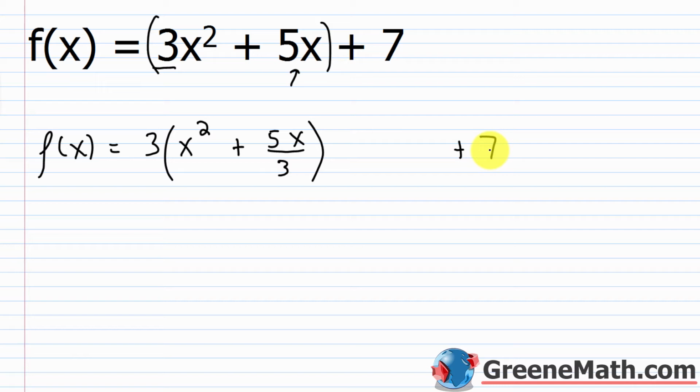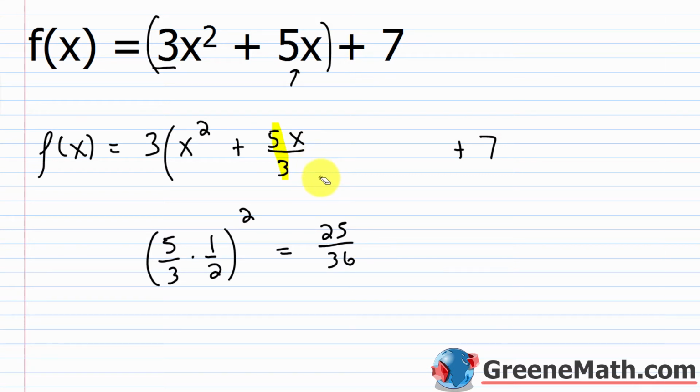So I want to take 1/2 of my coefficient for the variable raised to the first power and square it. So 5/3 times 1/2 squared. So this would be 5/6 squared. 5 squared is 25. 6 squared is 36. So now I want to add 25 over 36 to this side right here. Here's where you have to be careful, though.